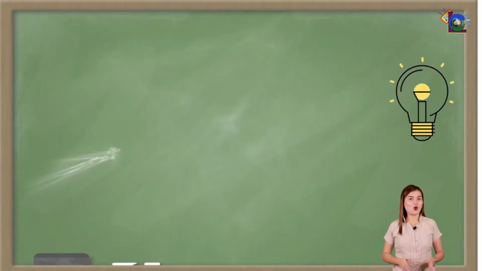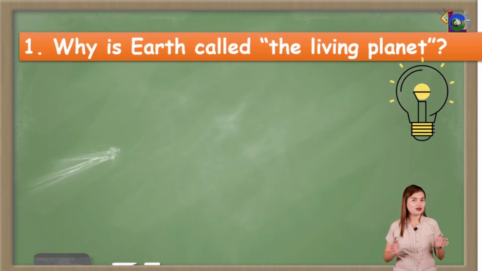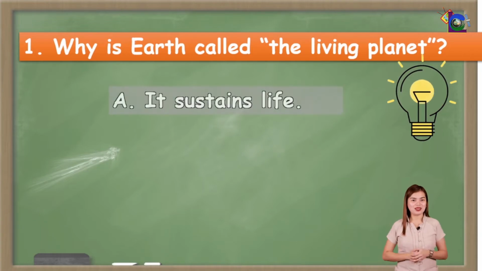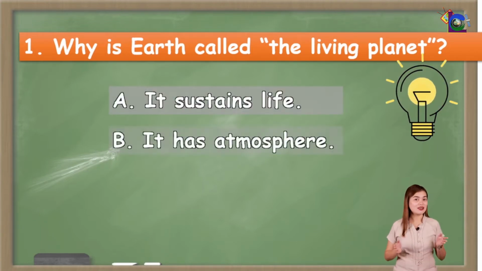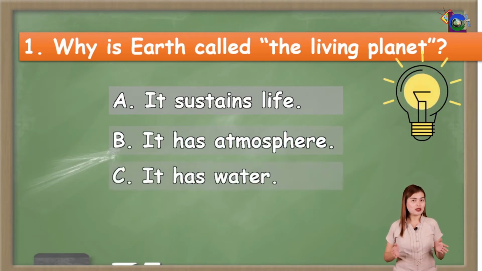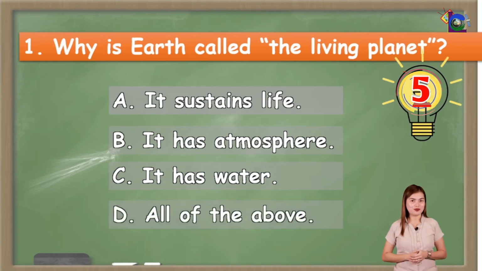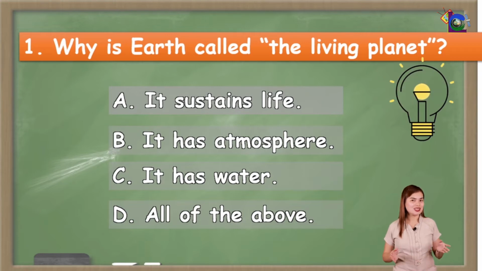If so, let's start. Question number 1. Why is Earth called the living planet? Is it A, it sustains life? B, it has atmosphere? C, it has water at the surface? Or letter D, all of the above? The correct answer is letter D.